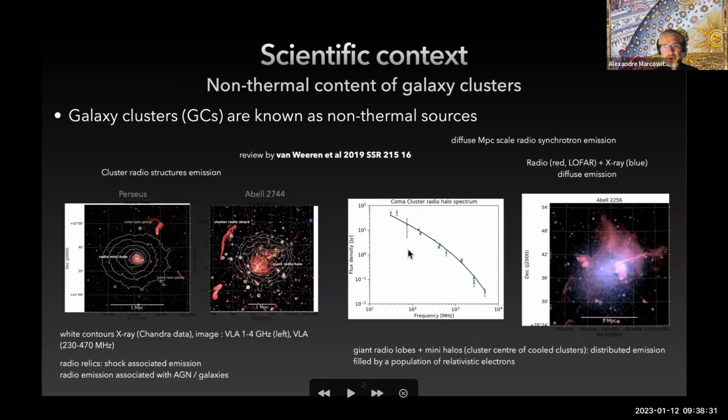Here is the case of the Coma cluster, which shows a spectrum which is scaling as nu to the -1 around. And finally, I would just like to mention that, in fact, the radio halos and X-rays match well each other. That means that you have these relativistic electrons, which diffusely populate this part of the intracluster medium, where you have also further X-rays.